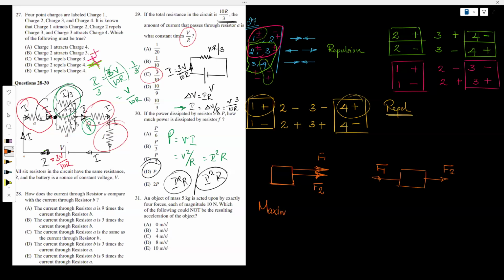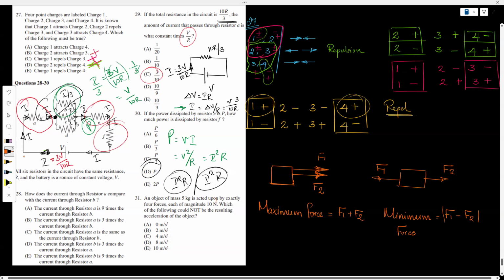So the maximum force is always the summation of the forces, and the minimum is always F1 minus F2. We are looking at the magnitude, so I'm just using an absolute value for you to understand. So if you know the maximum force, it is as simple as dividing it by mass to get the maximum acceleration as well, right? Understand that, right? Okay, so in this case, we have 4 forces and each of the forces is 10 Newton.